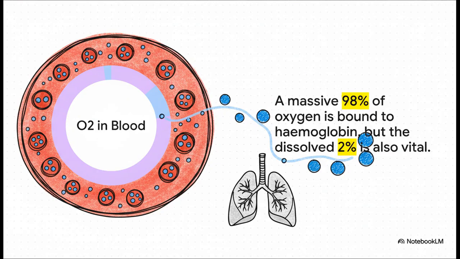Now, just take a look at this. It's pretty stark, right? A whopping 98% of all the oxygen in your blood is physically latched onto hemoglobin. Only a tiny little 2% is just dissolved in the plasma. But, and this is the really cool part, don't you dare ignore that tiny little 2%. It plays an absolutely critical role.